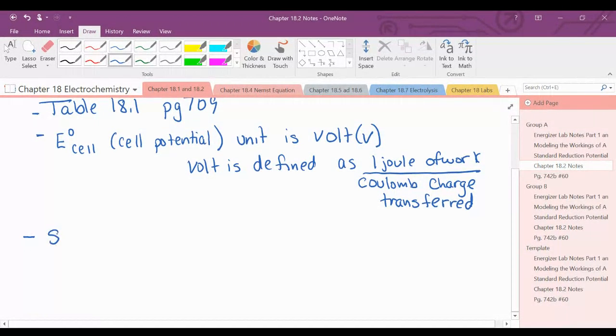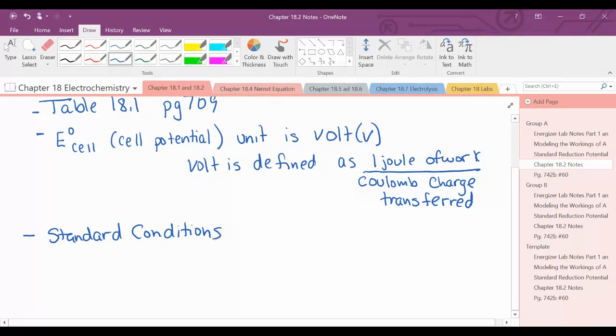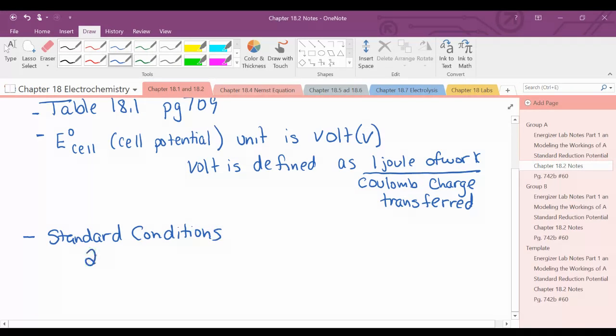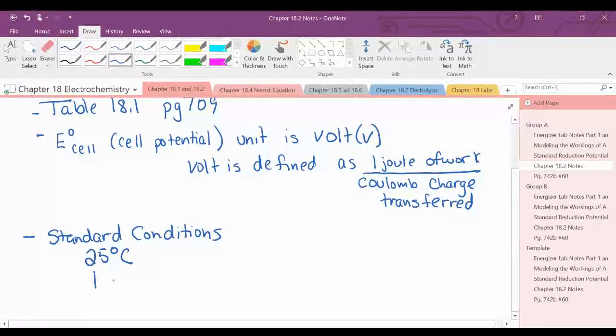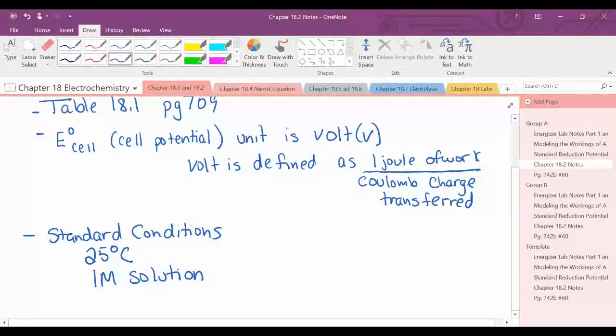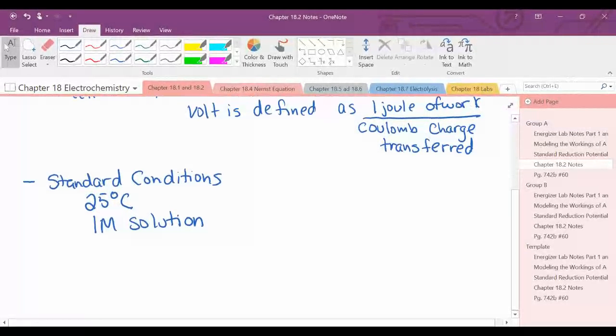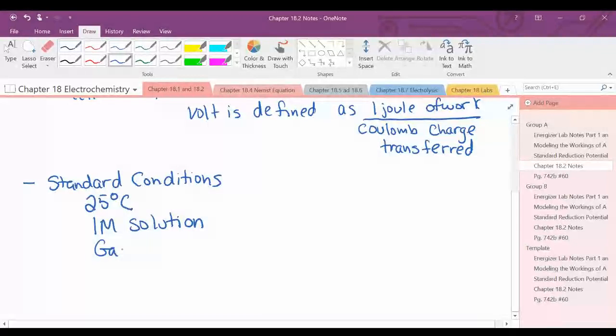Now, the standard conditions for these cell potentials: temperature of 25 degrees Celsius. For solutions, they are 1 molar solutions. And gases are at a pressure of 1 atmosphere.